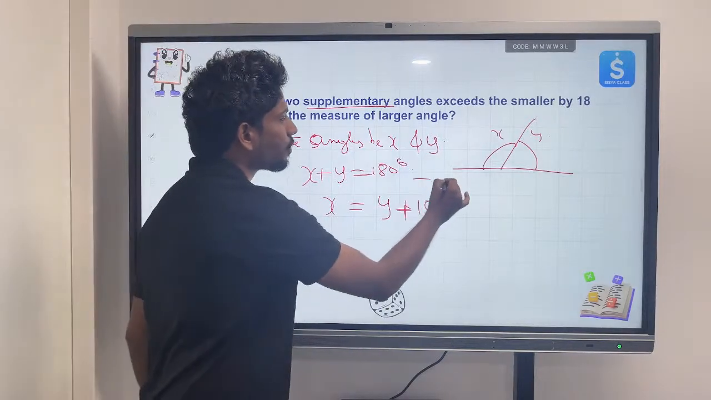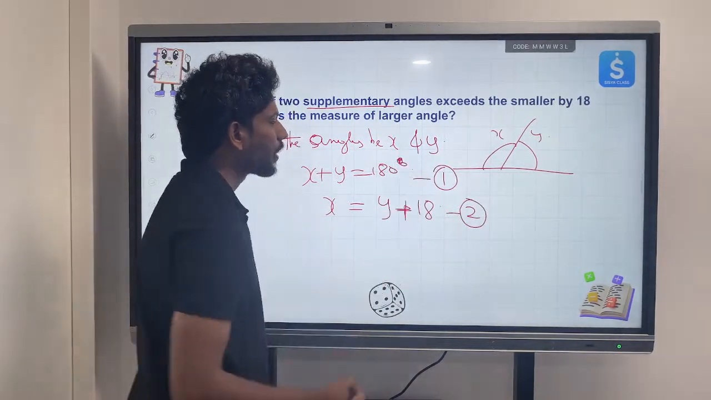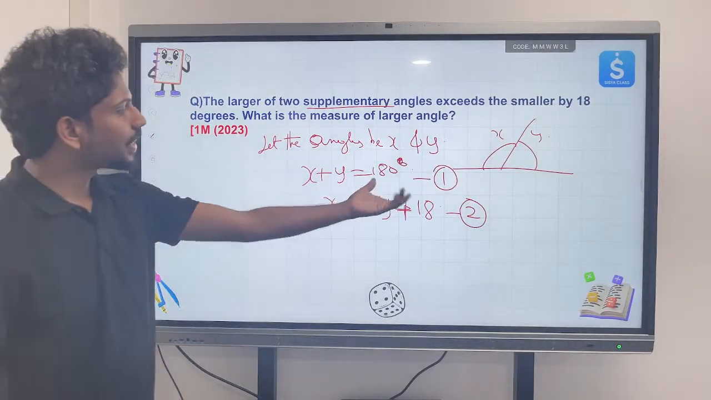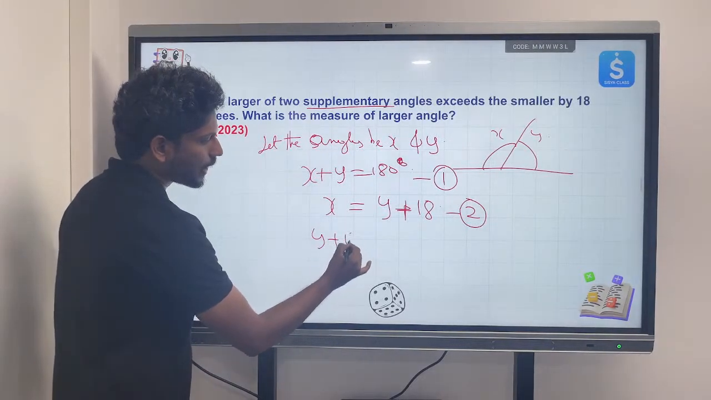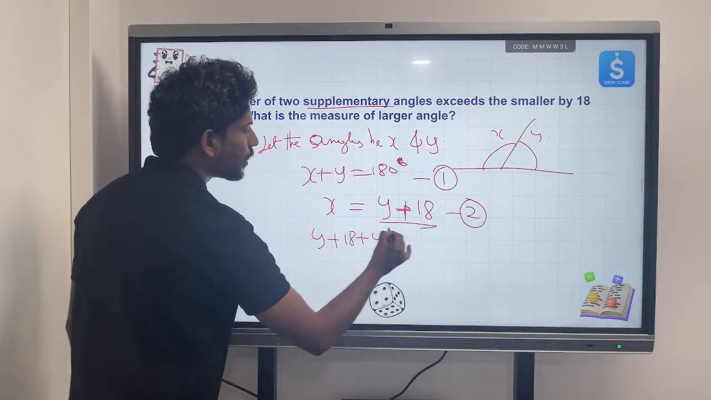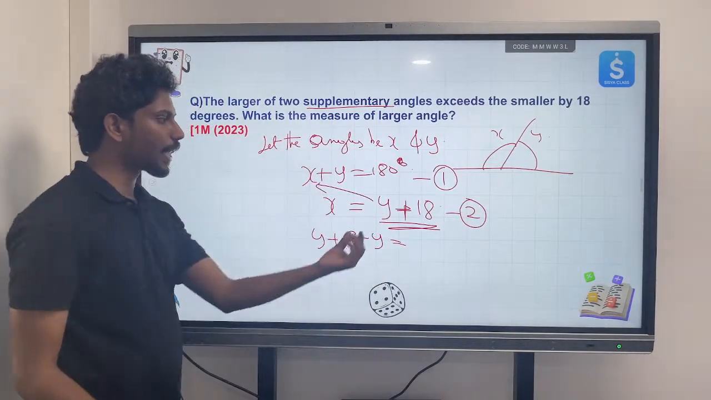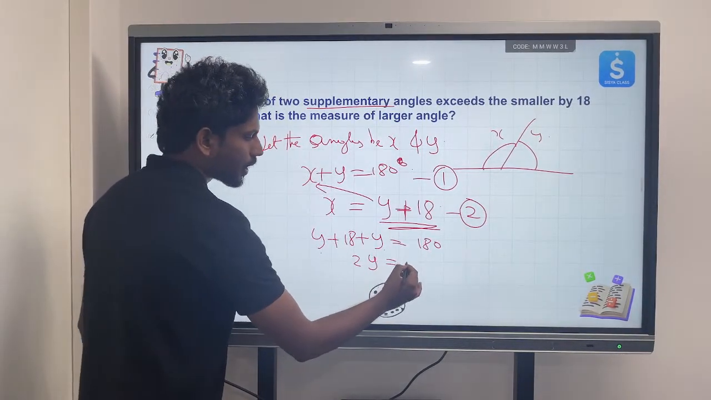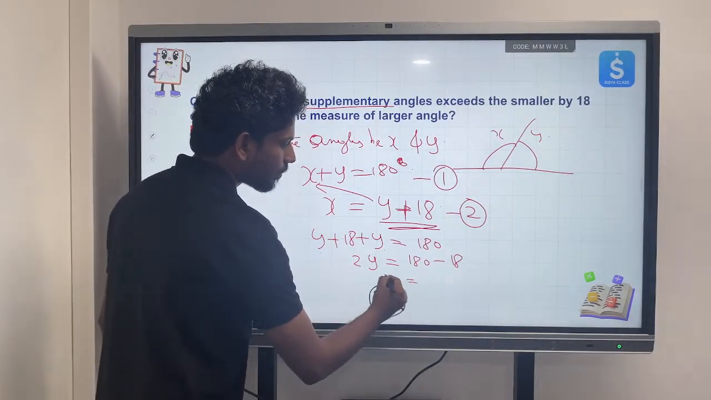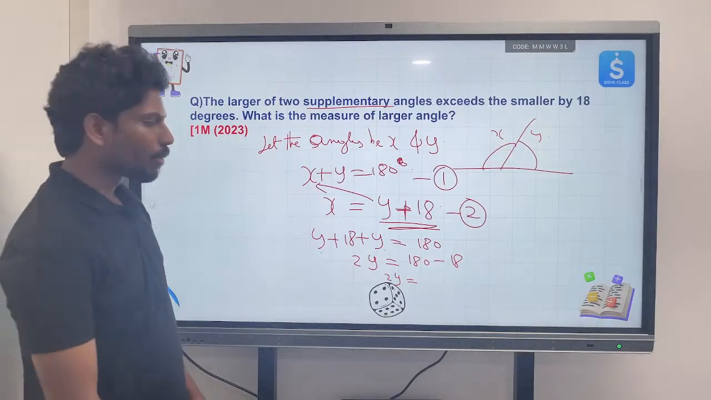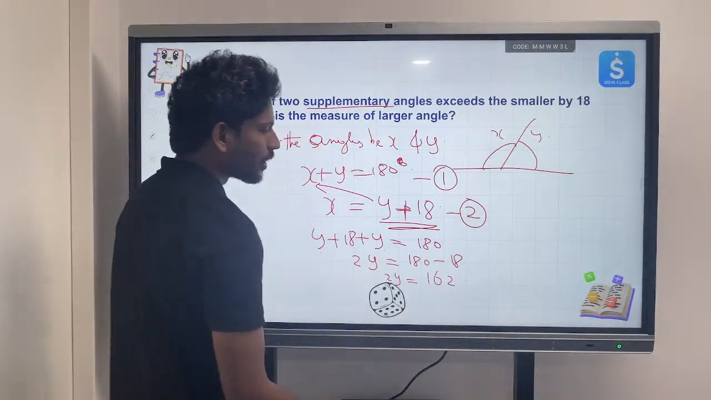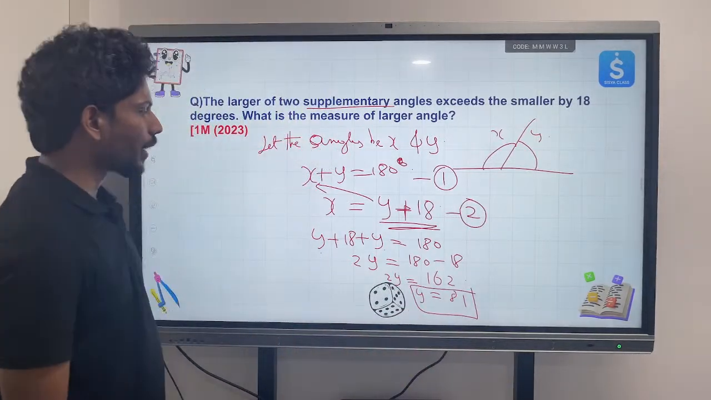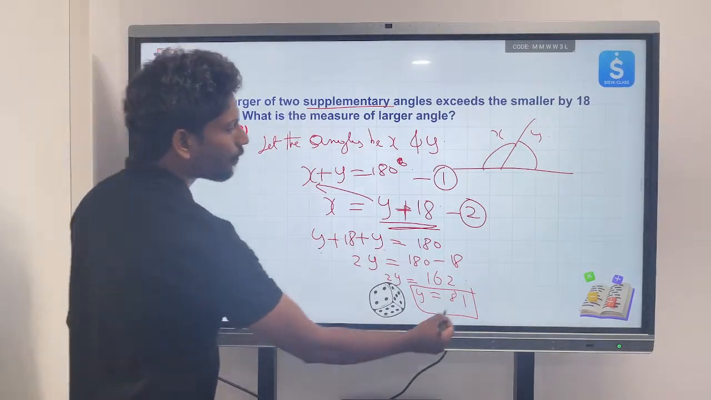So if you see, this is my equation 1 and this is my equation 2, this is degree, okay? Now how do we solve equation 1 and equation 2? It is simple, again use the substitution method. In place of x, just substitute y plus 18. So y plus 18 plus y, which will be 180. What is y plus y? 2y, which is equals to 180 minus 18. What is 180 minus 18? It is 162, right? So the y value is 162 by 2, which will be 81. So you have the y value to be 81. Once you have the y value to be 81, what will be the value of x? Just substitute here.